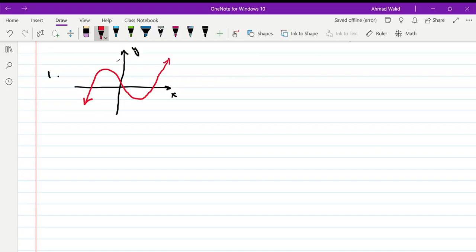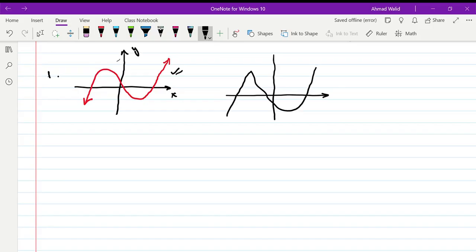Like this. For example, if I draw another one, this is the graph of a polynomial function. It's a smooth curve. But this one, if I have a corner in it, for example, this is not the graph of a polynomial function. Why? Because here I have a corner. The graph of a polynomial function doesn't have a corner. It's a smooth curve. Any shape of curve, but the curve is smooth.